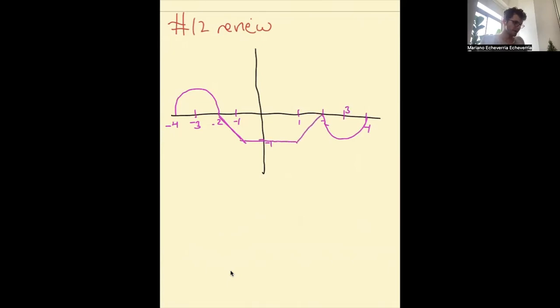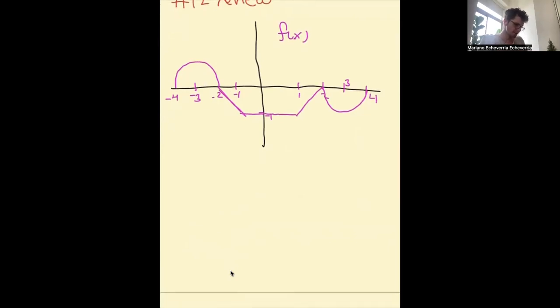So I'm giving you the graph of a function, which looks like this. And the problem asks you to find the definite integral from -4 to 4 of f of x here.